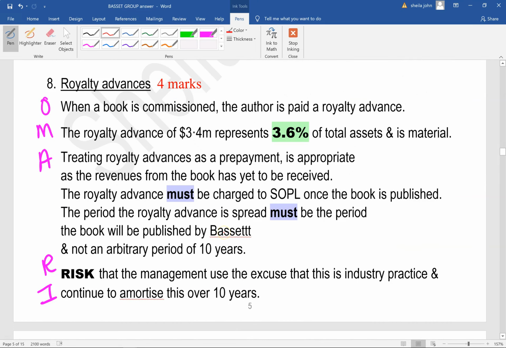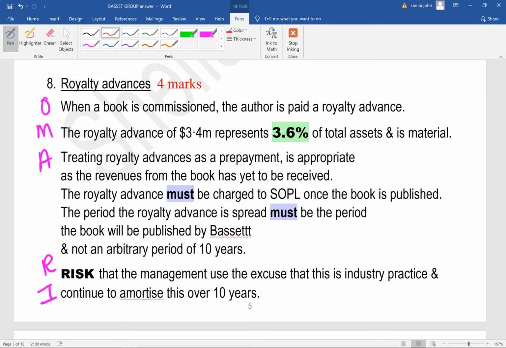Then going on to the royalty advance, we've got OMARI again. So the framework does not change. OMARI actually helps you to put down the answer systematically and in a balanced form as well, making sure that every component of the marking scheme has been included inside your answer.